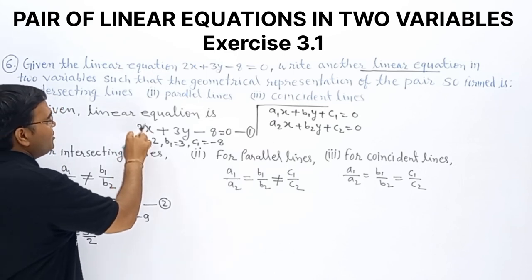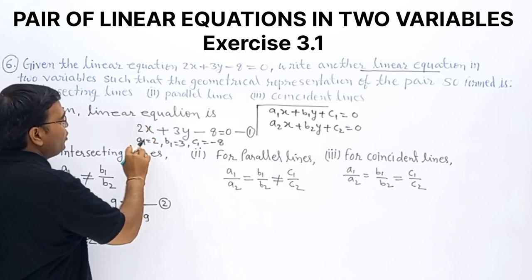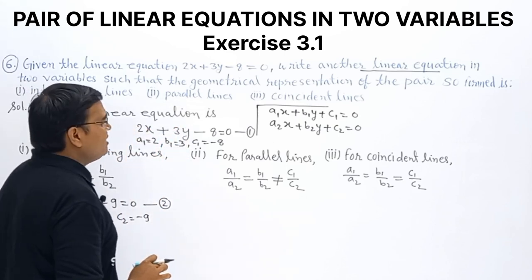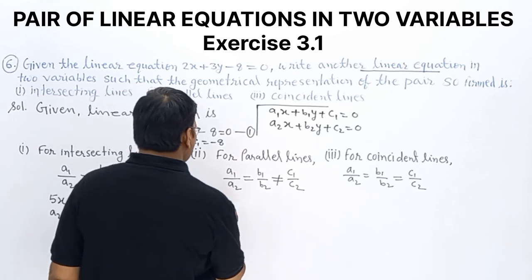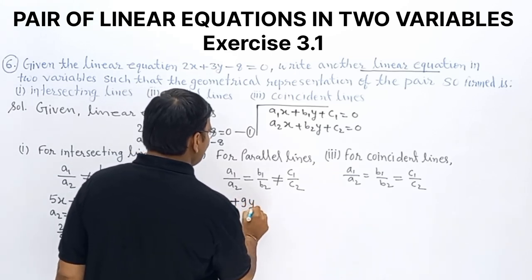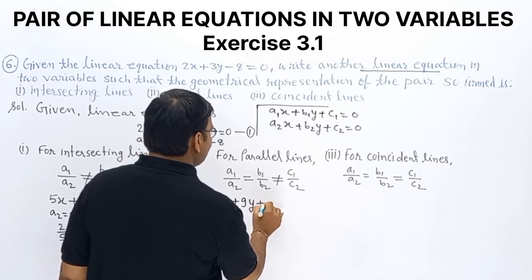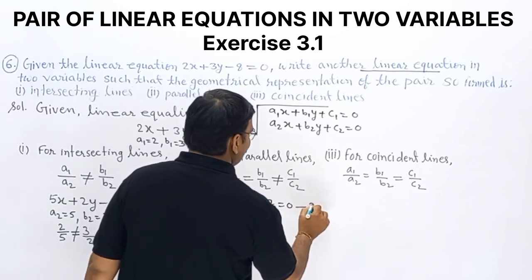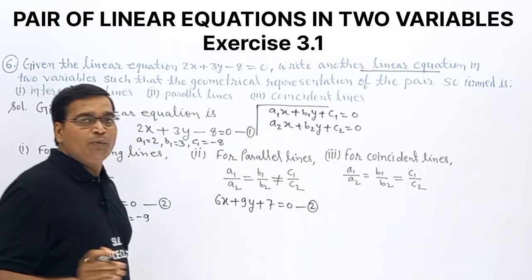Why? Because first, the a1 upon a2 ratio should be equal to the b1 upon b2 ratio. So I am considering 6x plus 9y plus 7 equal to 0 as the other one. Listen again to what we are doing.